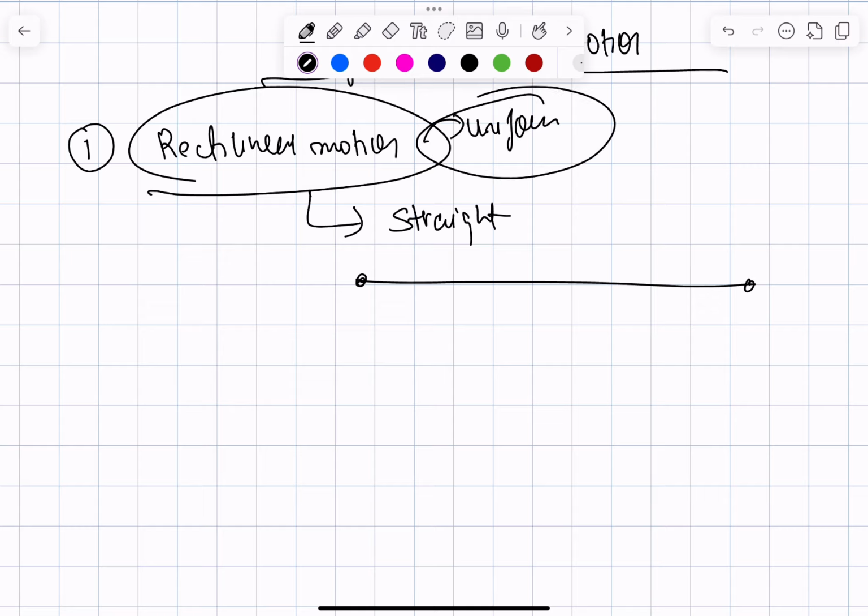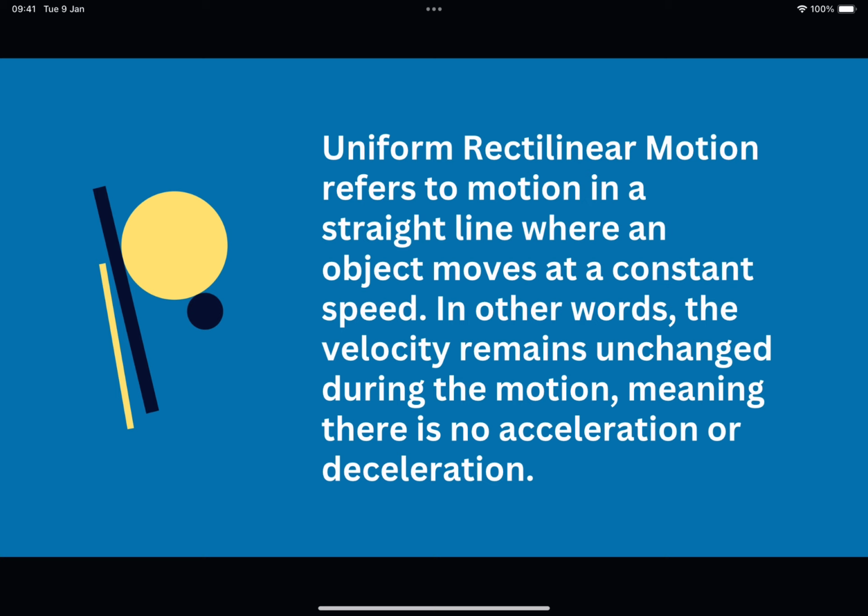In uniform rectilinear motion, the velocity remains unchanged during the motion, meaning there is no acceleration or deceleration. You have to remember that uniform means there is no acceleration or deceleration in the body. I hope the definition of uniform rectilinear motion is clear to all of you, and it's a straight line motion. There is nothing more to remember in this, and we will be dealing with the examples now.